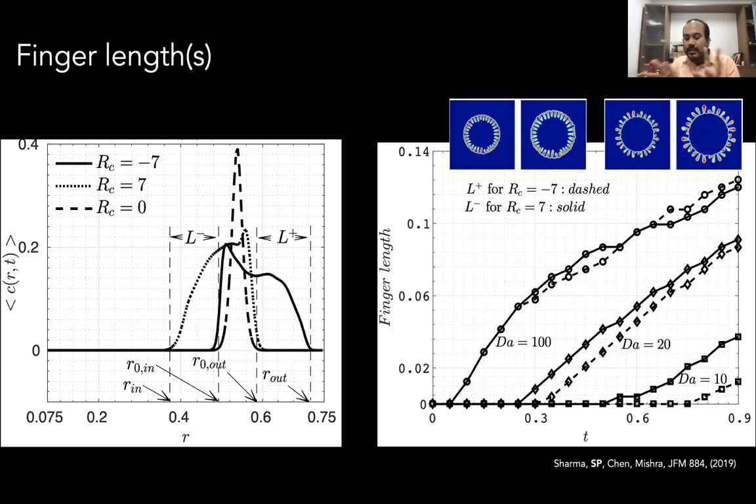And again, there is little difference between the positive RC and negative RC in these two cases. And the differences between the positive RC and negative RC in terms of onset and other pattern formation reduce as the Damkohler number increases slowly. So that's the summary of it.